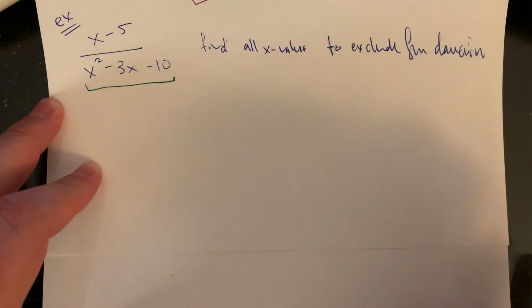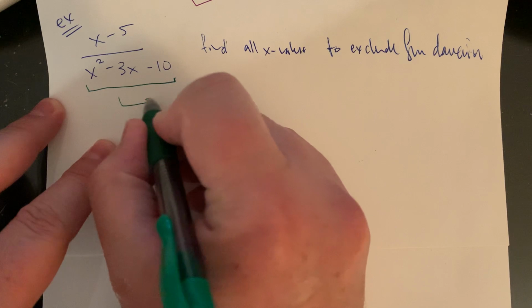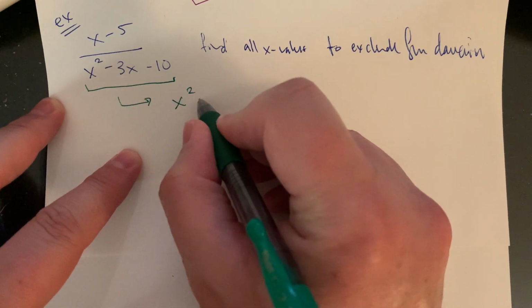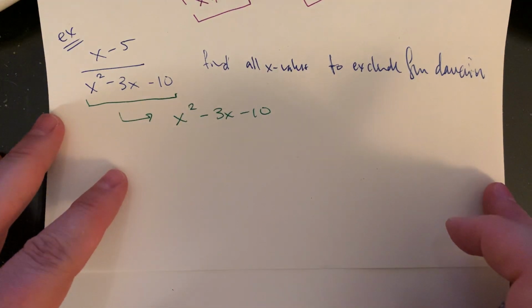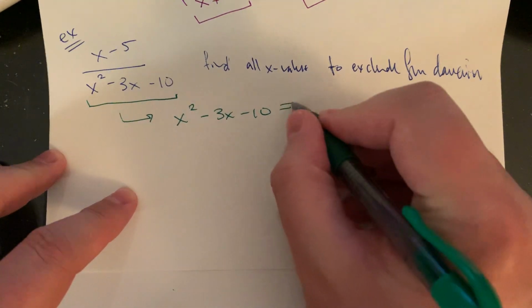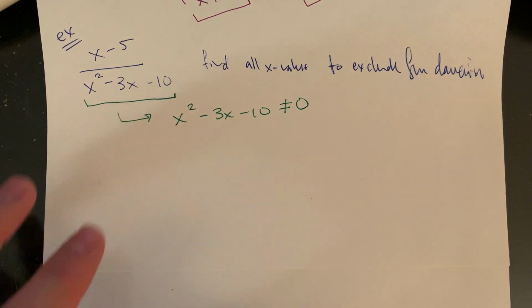So we're only looking at the denominator. Let's pull this out. This we said is x squared minus 3x minus 10. And then the whole idea, just like in the other one, is that it is not allowed to equal 0.